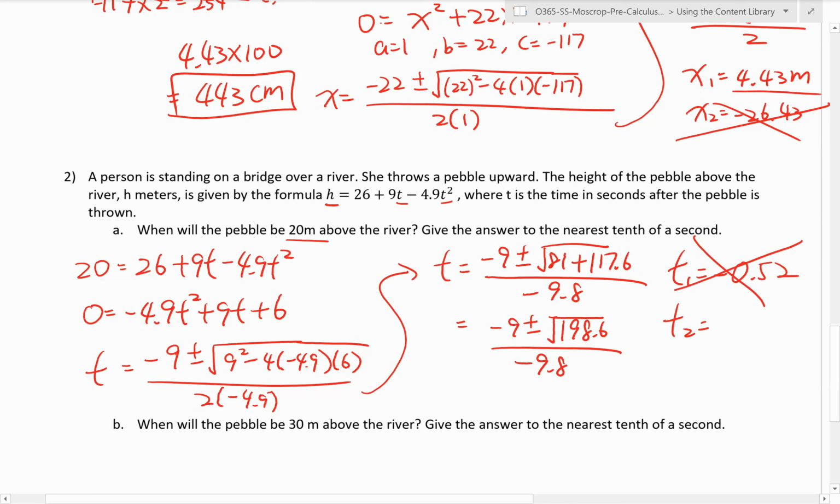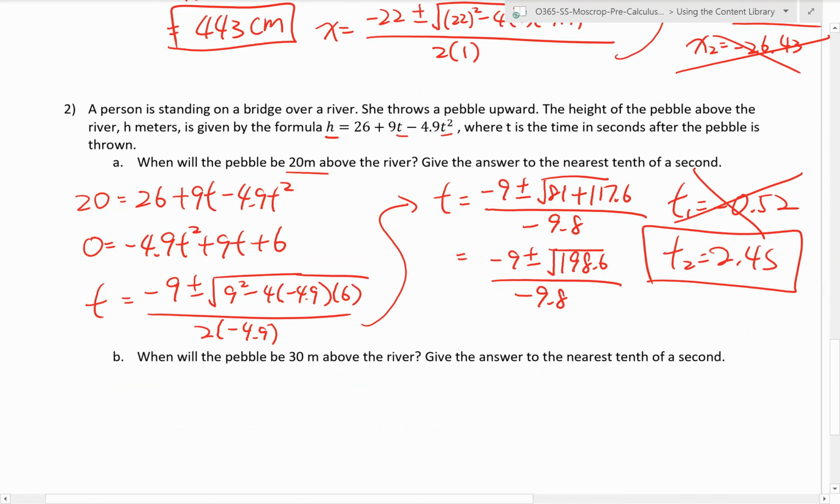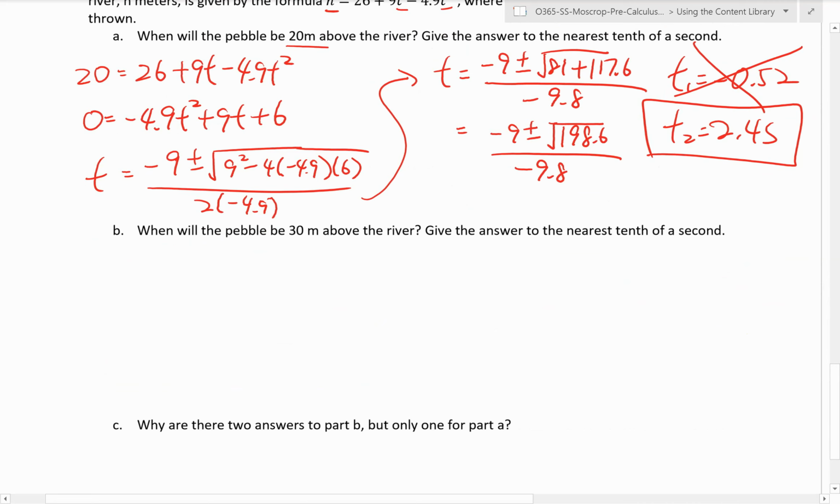So we have to reject that answer, and then we're going to do the second option, which is -9 minus the square root of 198.6 and then divided by negative 9.8. We get positive 2.4. We want to round to the nearest tenth, so 2.4 seconds. Okay, so that will be the answer. So now I'll let you try part B yourself and see how you do. It's the same question, basically, it's just different values. Okay, so give it a try.